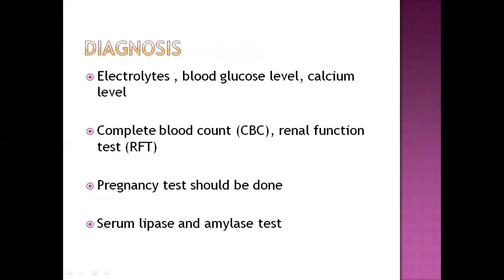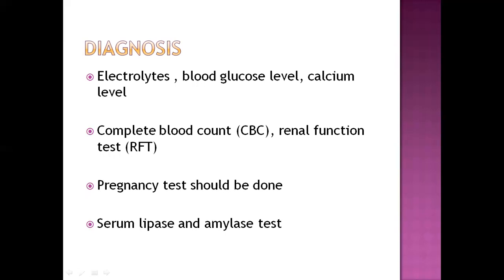To diagnose vomiting, we can check the electrolyte level of the body, blood glucose level, and calcium level of the body, because all these can be lost through vomiting. After that, there can be a complete blood count, CBC, and a renal function test, because urine output is also reduced if there is severe vomiting.